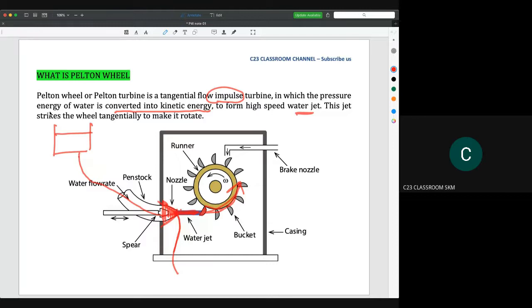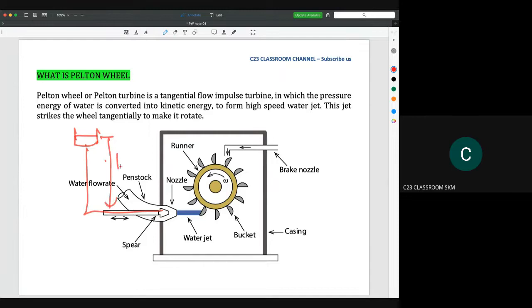As shown here, it changes the pressure. The pressure means the potential energy here. So you have H, rho g H is the pressure, and this pressure is converted into kinetic energy. The kinetic energy hits the bucket here and rotates the turbine. The turbine is connected to the generator here, and it rotates the generator, so it can produce electricity.